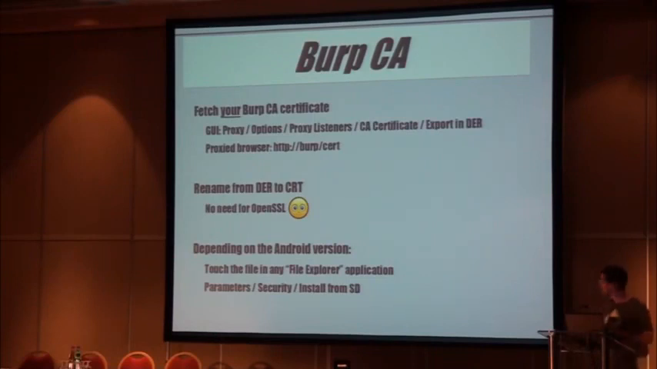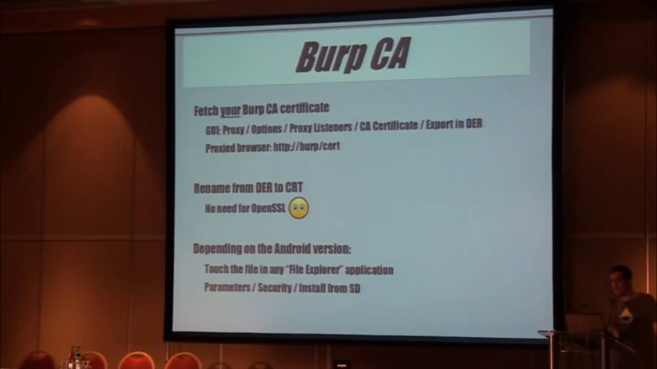Or you can use your browser if you are doing DNS proxying. You just need to hit this URL and you will download the Burp CA certificate. It's a very convenient way to bring the certificate to your mobile device. Then you rename it to CRT, so no need for any complicated OpenSSL command. I never remember these tricky commands. I always need to have Google helping me.